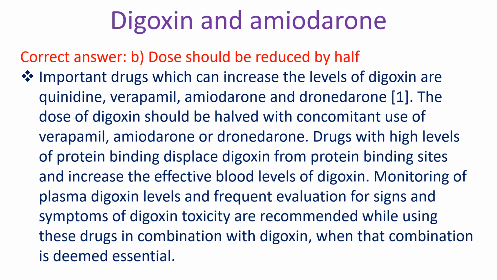Important drugs which can increase the levels of digoxin are quinidine, verapamil, amiodarone, and dronedarone. The dose of digoxin should be halved with concomitant use of verapamil, amiodarone, or dronedarone. Drugs with high levels of protein binding displace digoxin from the protein binding sites and increase the effective blood levels of digoxin. Monitoring of plasma digoxin levels and frequent evaluation for signs and symptoms of digoxin toxicity are recommended while using these drugs in combination with digoxin when that combination is deemed essential.